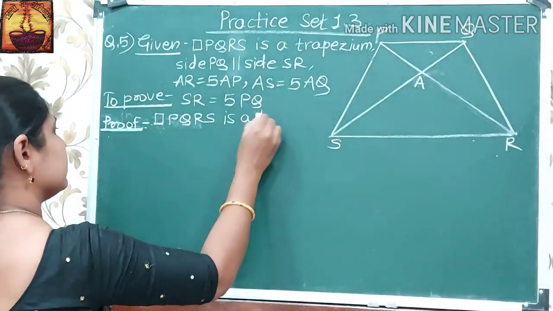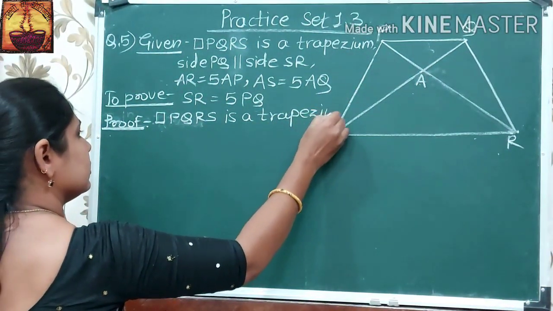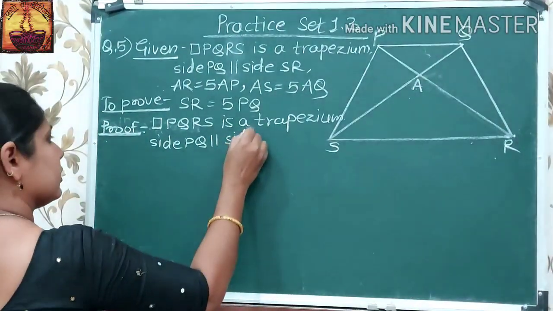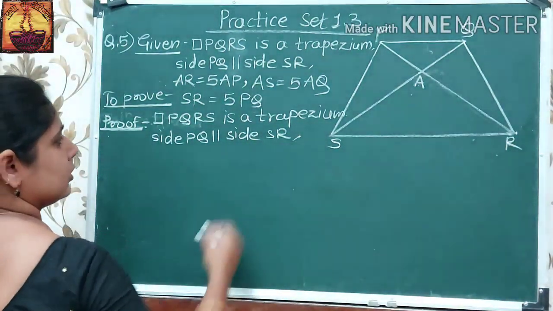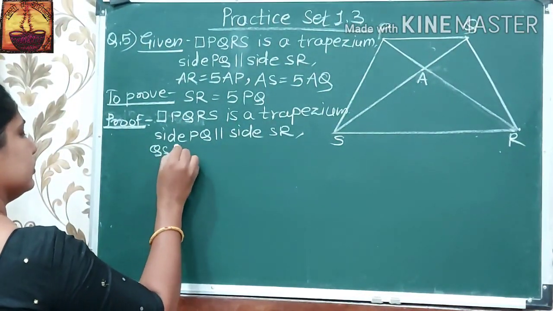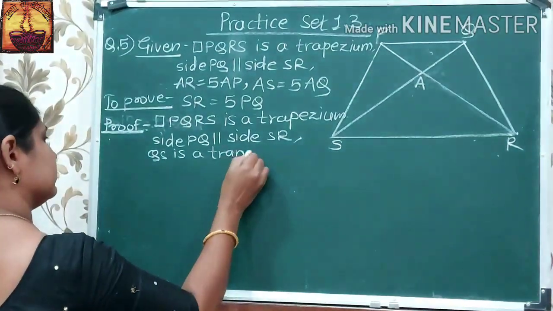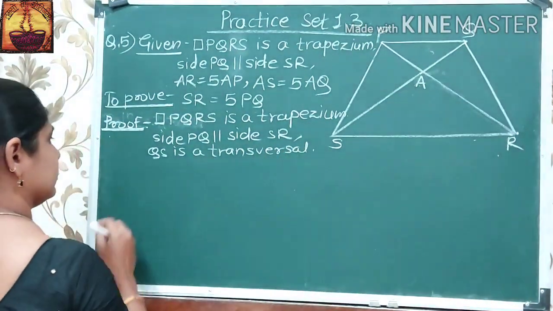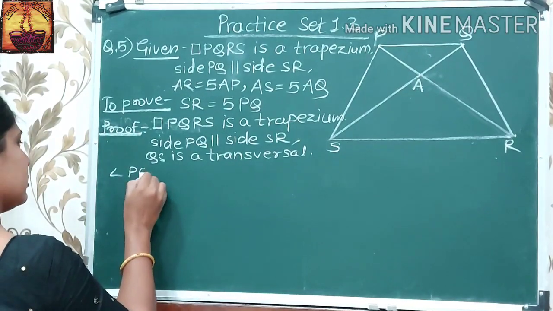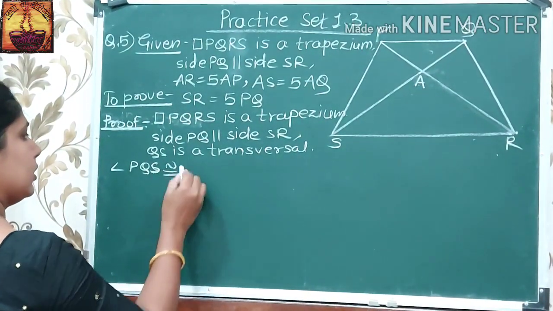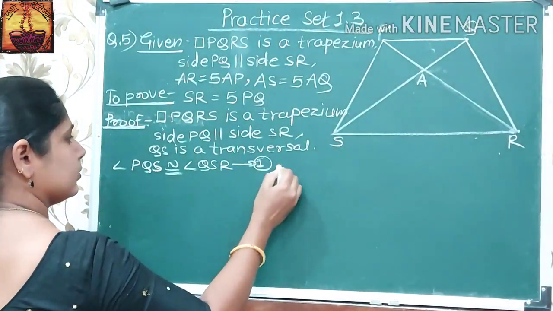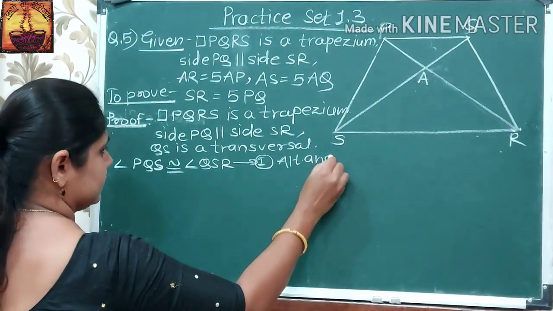PQRS is a trapezium, and here side PQ is parallel to side SR. If we take QS as a transversal, then angle PQS is congruent to angle QSR. These are the alternate angles.